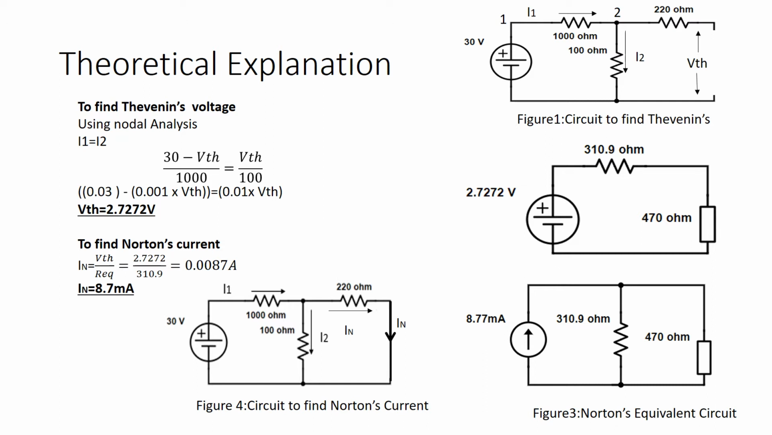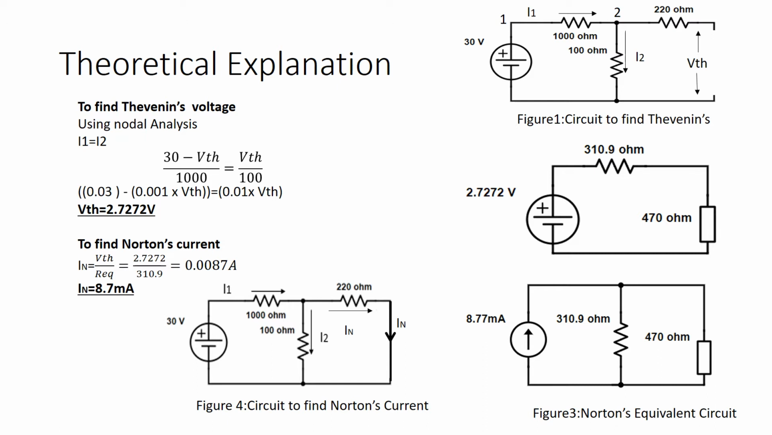To find the Norton current using figure 4, we can use either mesh analysis or nodal analysis to find the current through the 220 ohm. Or, since we have V Thevenin and the equivalent resistance R Thevenin, we can use Ohm's law: I Norton is equal to V Thevenin by R equivalent. Using that we can easily find the Norton current, which is 8.7 milliamps.